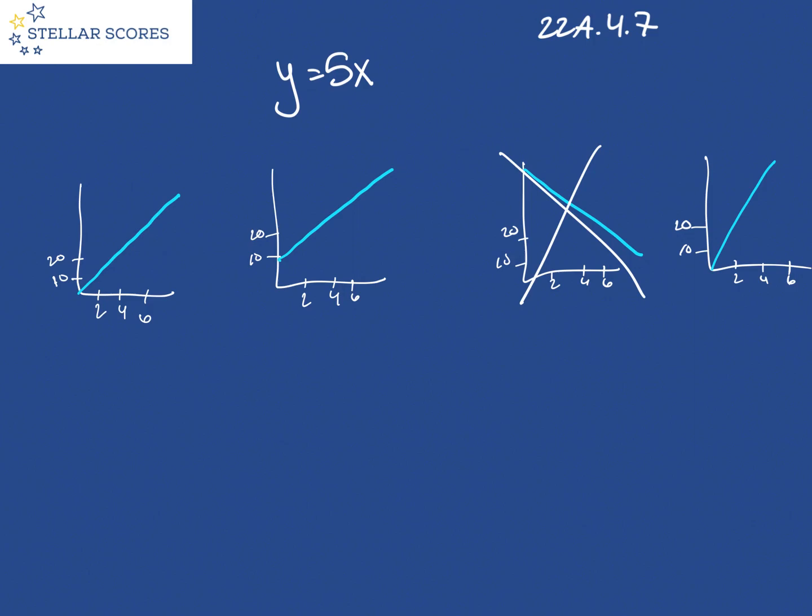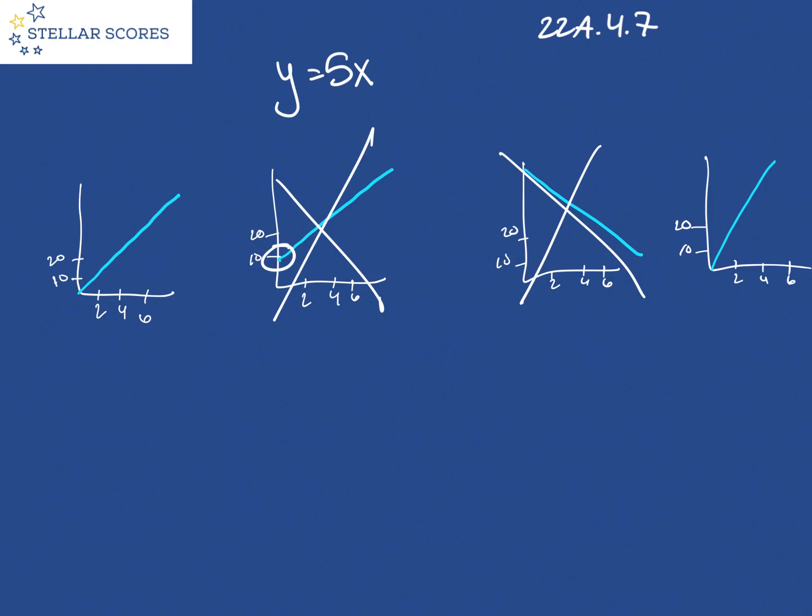So do you see how this one starts, the graph starts above x equals 0, or at x equals 0, it starts at what? Y equals 8 or something. And it should start at 0, 0. So this one is out as well. Now let's look at the other two.